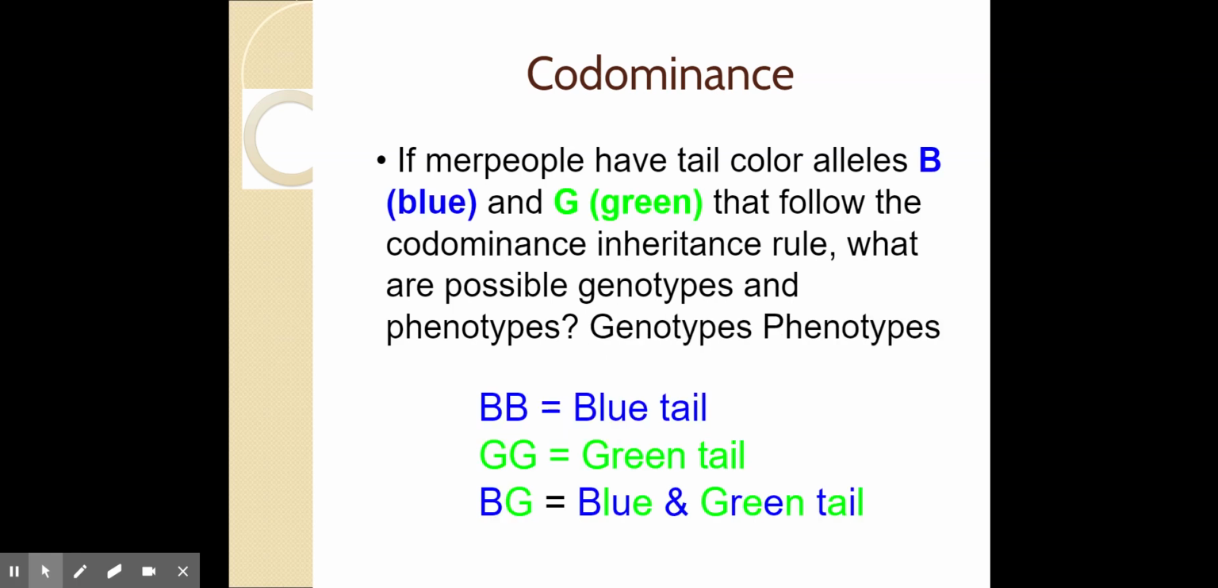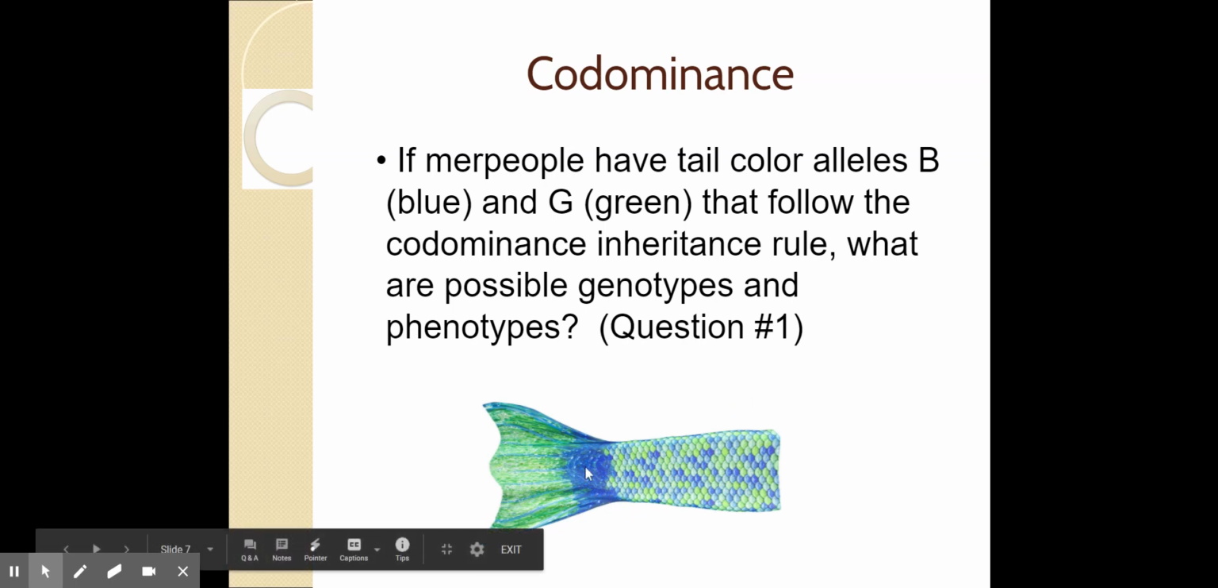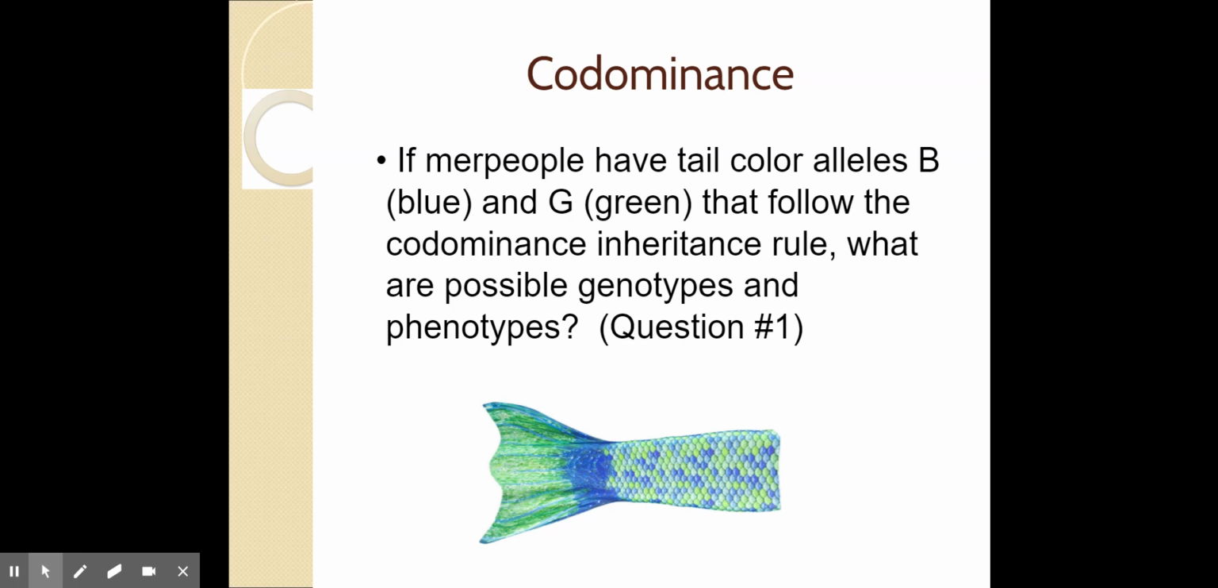Hopefully, you thought of the fact that you could get two capital B's, which would result in a blue tail. You could get two capital G's, which would result in a green tail, or you could get a blue trait and a green trait, which would mean that you would have a tail that has blue and green in it. For example, this has a tail that has blue and green. So this picture here would be that capital B, capital G for the genotype to give you this phenotype of the blue and green showing up together.